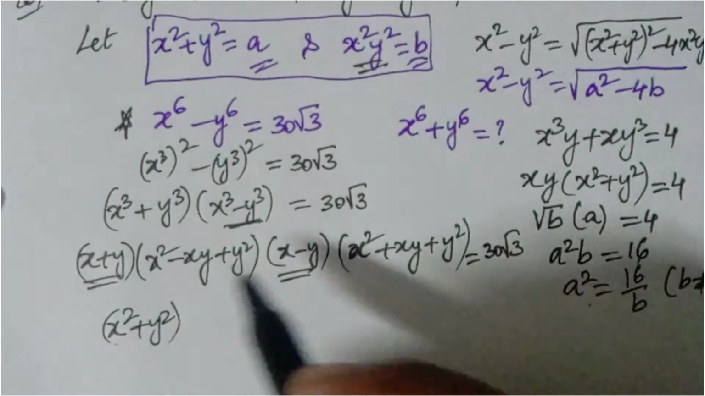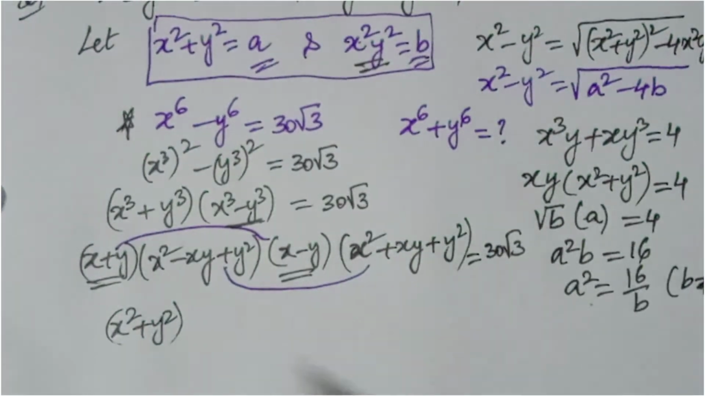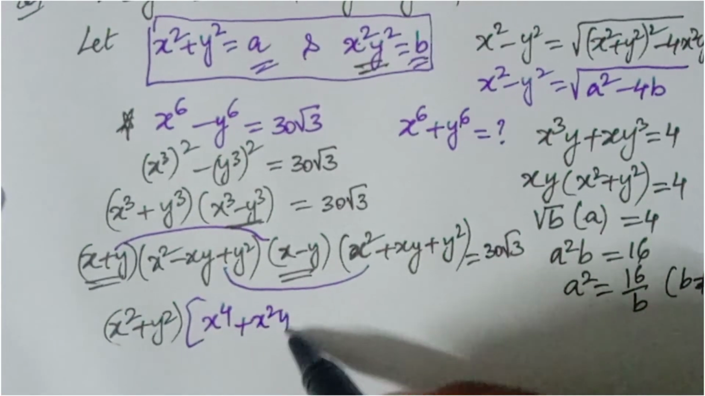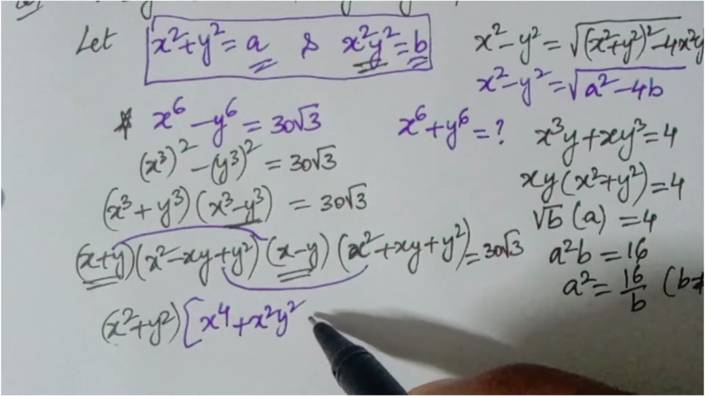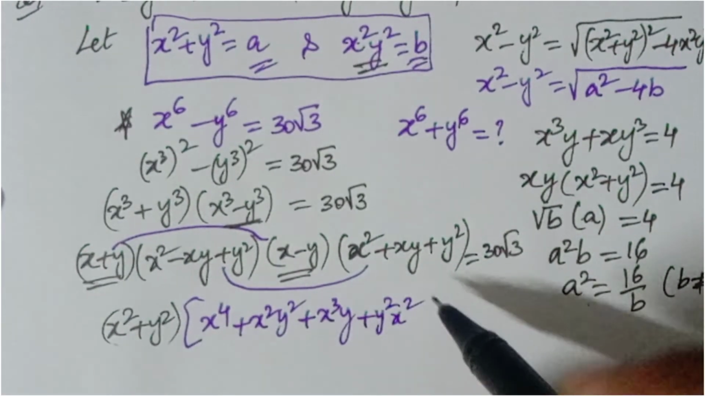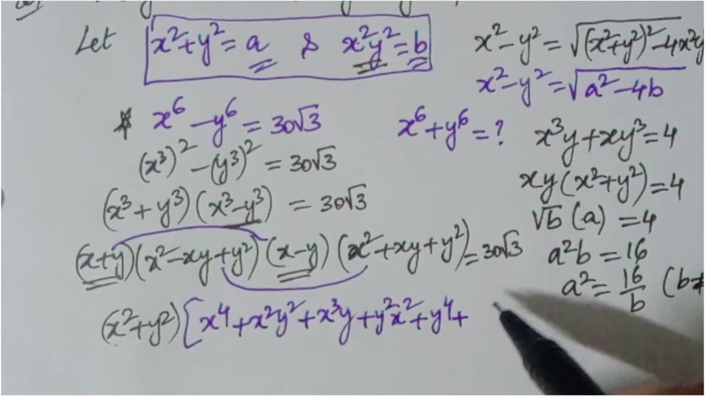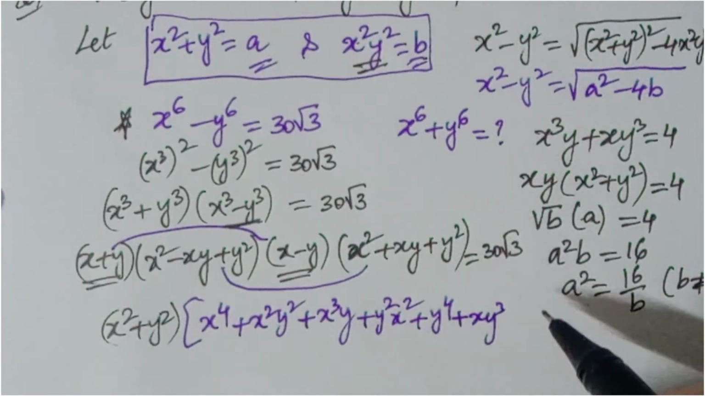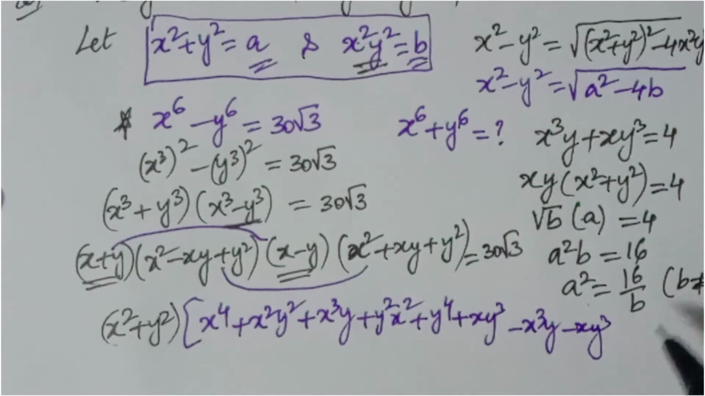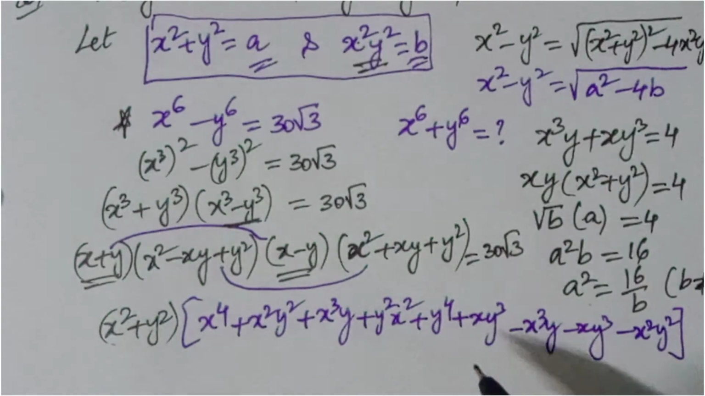Now if you multiply this one and this one, first you will multiply these two: x power 4 plus x square y square plus x cube y plus y square x square plus y power 4 plus xy cube minus x cube y minus xy cube minus x square y square. So this step is very, very important.